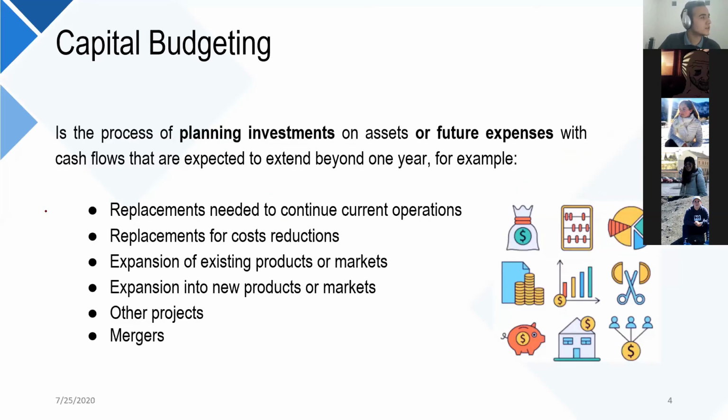Okay, so first of all, let's start with what is capital budgeting. Capital budgeting is planning investment in a business, and an investment could be an investment in CapEx or an investment in future expenses.